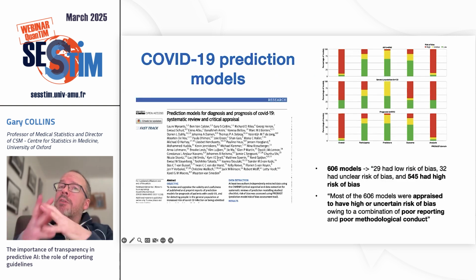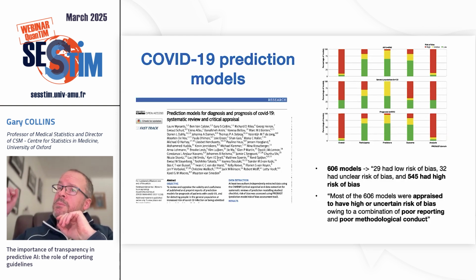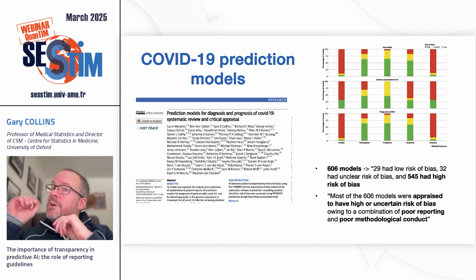What are the consequences of this in reality? Well, you might have seen this paper in the BMJ. This was a living review looking at prediction models for COVID. Over a 15-month period, we found over 1,000 models, but we looked at 606 prognostic models to predict future outcomes in patients. 29% were at low risk of bias, so there were no methodological concerns. Things were generally well reported, but 545 of those 606 models were rated at high risk of bias.